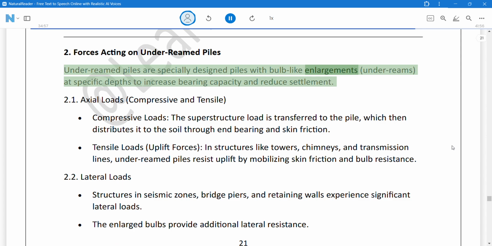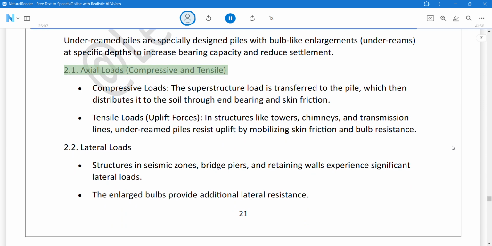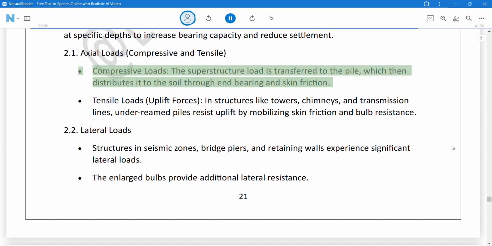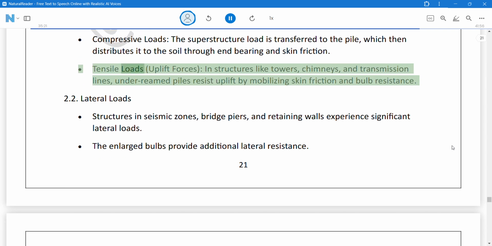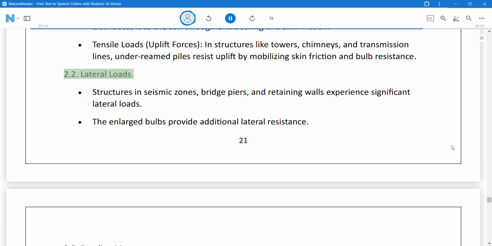Under-reamed piles are specially designed piles with bulb-like enlargements at specific depths to increase bearing capacity and reduce settlement. 2.1 Axial loads. Compressive loads: the superstructure load is transferred to the pile, which then distributes it to the soil through end bearing and skin friction. Tensile loads: in structures like towers, chimneys, and transmission lines, under-reamed piles resist uplift by mobilizing skin friction and bulb resistance.